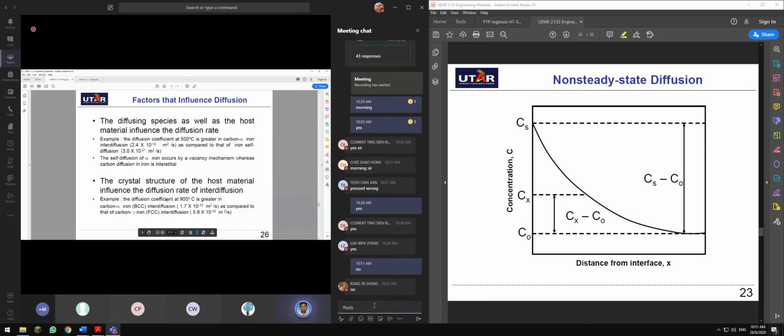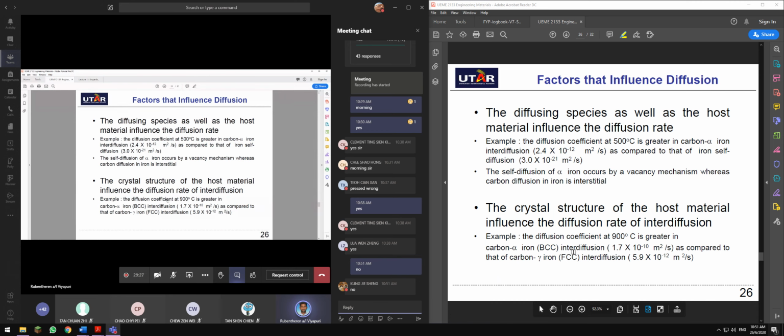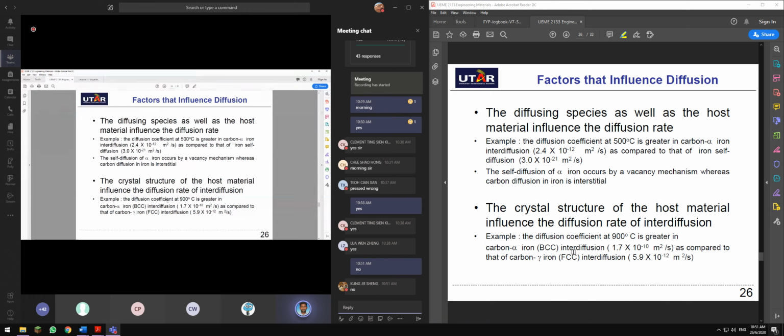So that's about it. We have two types of diffusion, two processes of diffusion under Fick's laws, Fick's first law and Fick's second law. Fick's first law is steady state diffusion. Fick's second law is non-steady state diffusion. Please highlight or write it down in your notes.